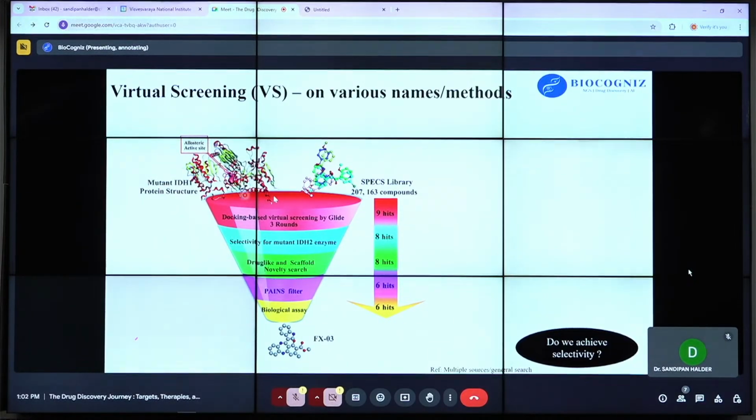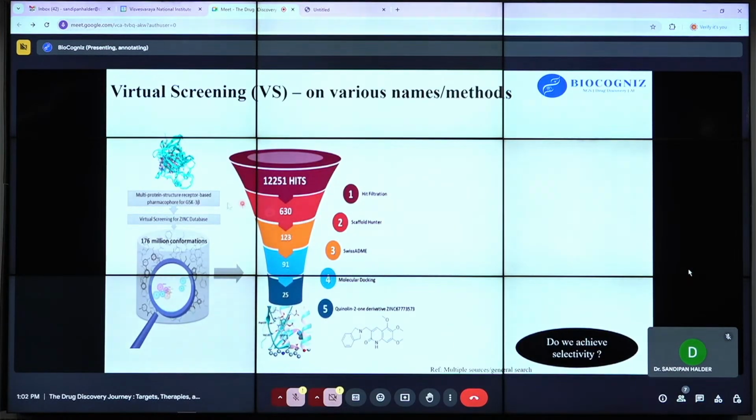You can say it's a hybrid approach using both structure-based as well as ligand-based approaches, and also various filters. Here you can see it also uses something like scaffold hunters, by means of which you can also modify the scaffold once we have identified it.